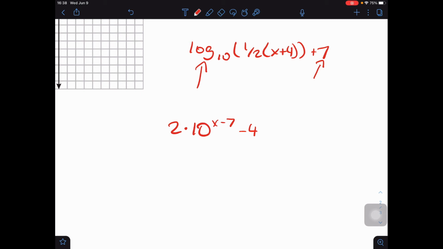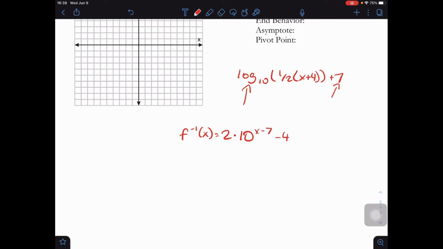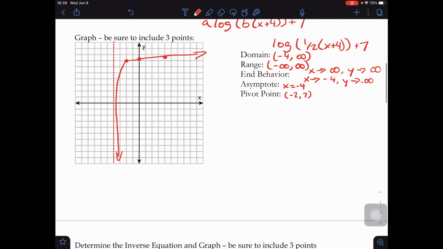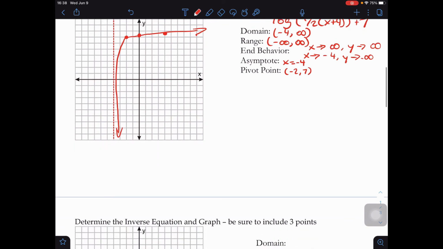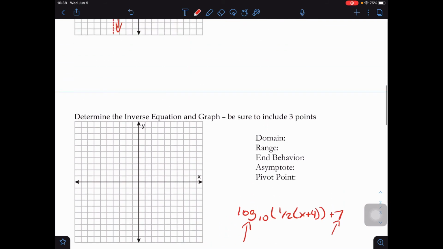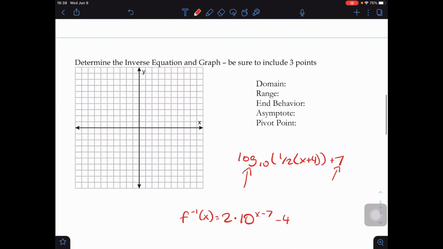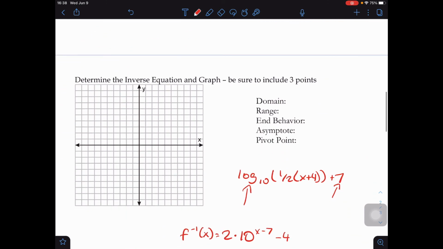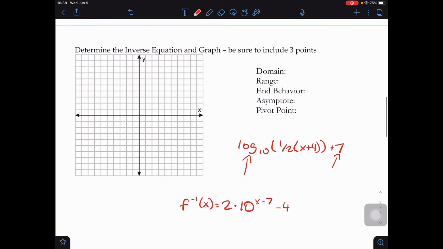And then we can put the inverse sign on the left, and that's an easy way to get the inverse function. Basically what we have to do here is reflect this across the line y equals x, because we are looking at an inverse, and that's what inverses are. They're reflected across the line y equals x.